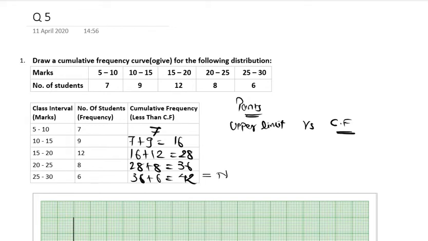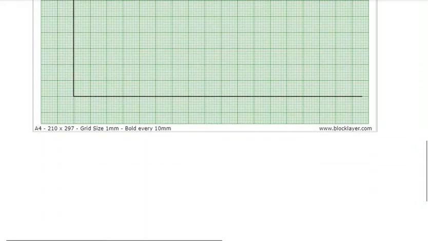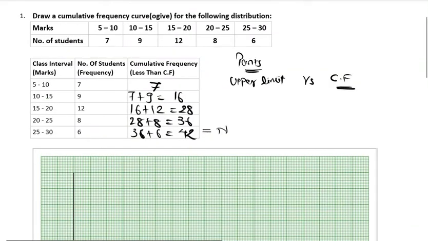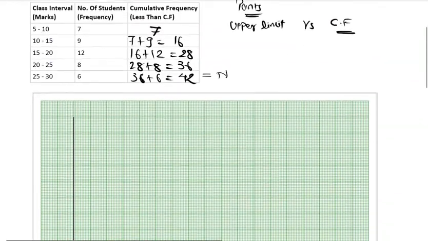So the upper limits are 10, 15, 20, 25, 30. They will go to the x-axis. Okay, so here I'm going to write x, and here I'm going to write upper limits. Now anyway, we are going to begin with 0 only. If it is a special case of kink, then you can begin from anywhere, but anyway we are going to begin from 0, and then the upper limits are 10, 15, 20, 25, 30. So what should be the scale?